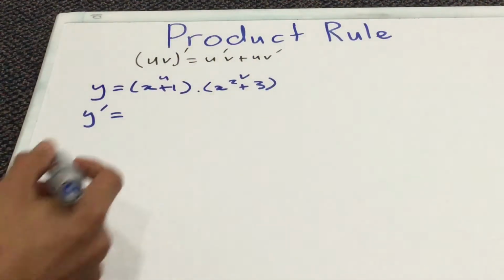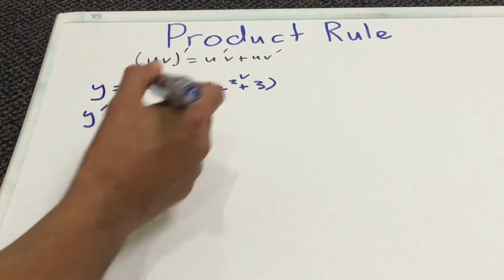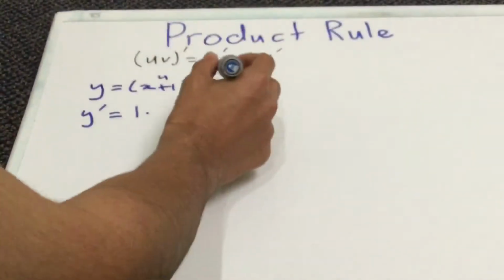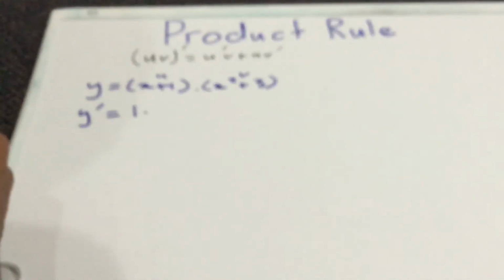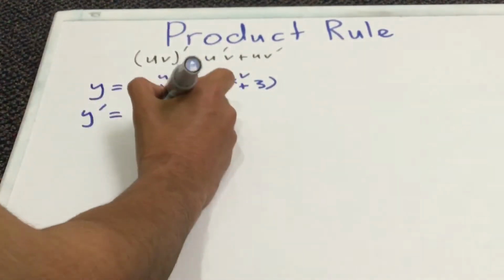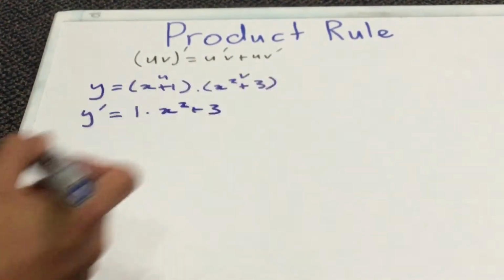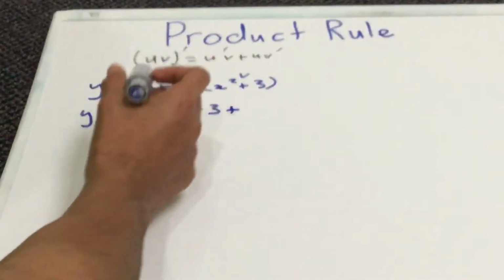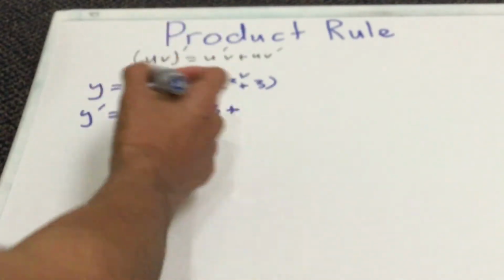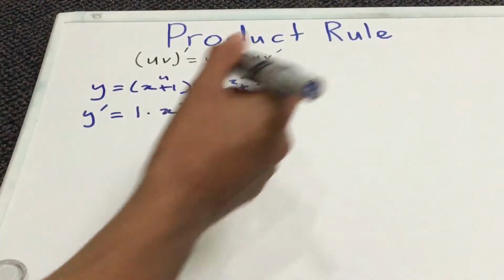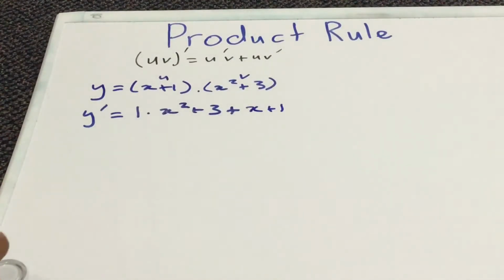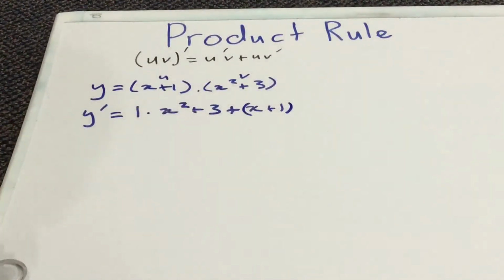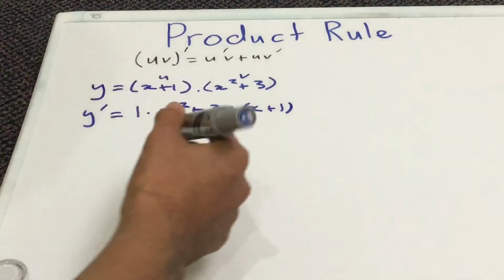When you differentiate, x becomes 1 and 1 becomes the constant. So 1 times, and then our formula tells us you don't have to differentiate v, so we just leave it as x squared plus 3. And now we have to add u, this time u is not going to be differentiated, so we leave it as x plus 1. And then now v is being differentiated, so x squared becomes 2x.